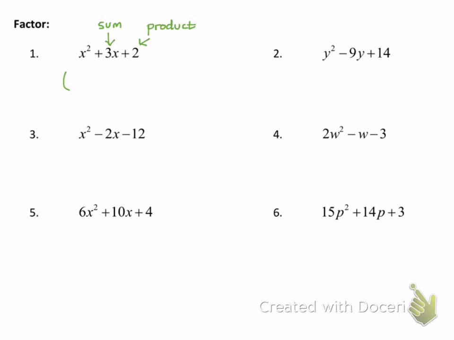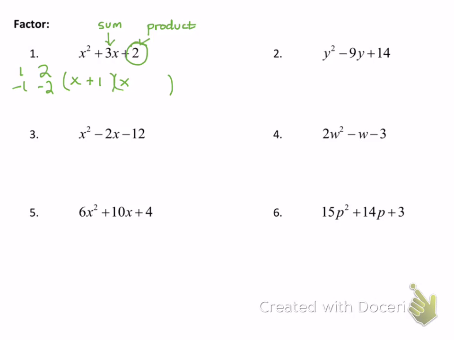Okay, so I need my binomial. X squared is x and x again, right? That one's kind of easy. And so think about it, it needs to start with the product. What are your factor pairs that give me a positive 2? Okay, so really that's only 1 and 2, or negative 1 and negative 2. But I need a sum of a positive 3. So it's either positive 1 and positive 2, or negative 1 and negative 2. Right? But which one of these gives me a sum of positive 3?